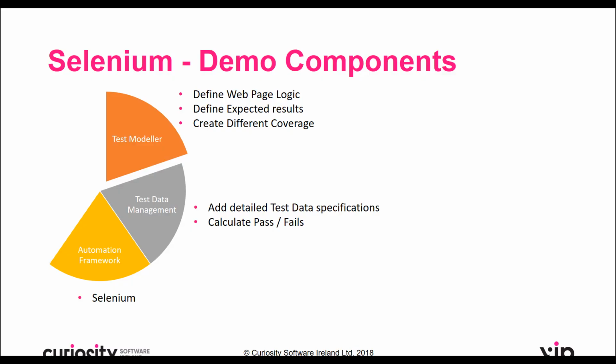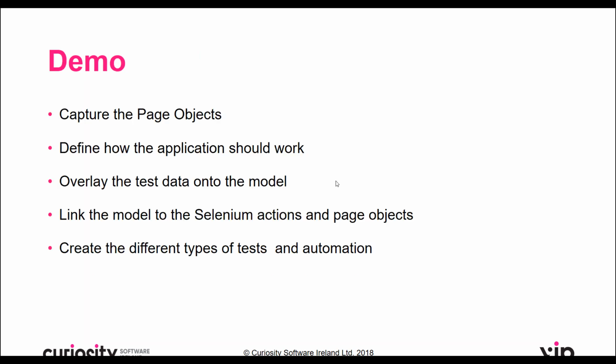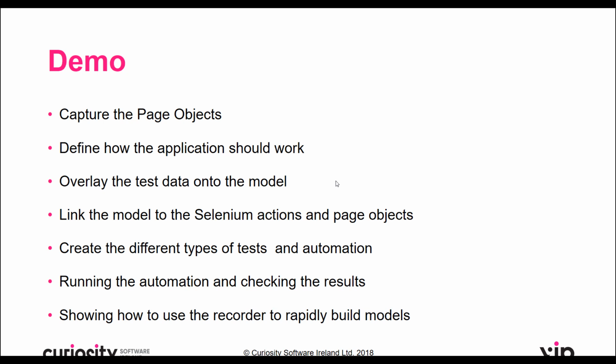So there are a lot of components to the VIP framework, but for this demo we are going to be looking at Test Modeler, Test Data Management and the Automation Framework. We're going to define the web page logic, define the expected results, look at different types of coverage, add detailed test data specifications, calculate the pass and fails, and then finally show you the Selenium running. The demo is broken into 7 different components, so feel free to skip ahead to the piece that interests you.